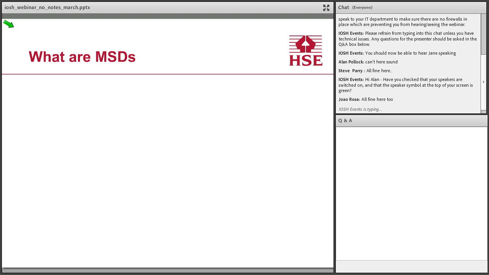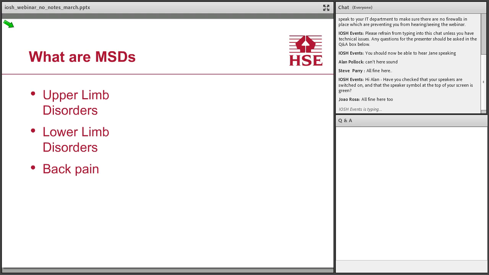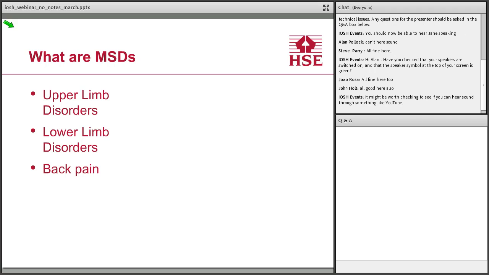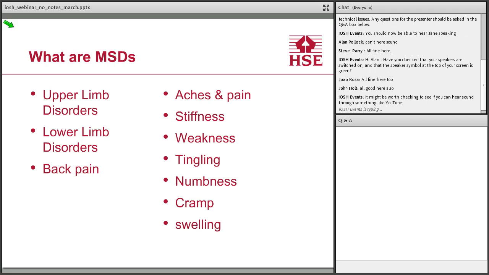So what are MSDs? Well, they are any problems which involve joints, muscles and tendons. The upper limbs involve the neck, shoulders, elbow, wrist and hand, and the lower limbs are hip, knee, ankle and foot, and the back is the rest of it. And the things we're looking for are aches and pains, stiffness, weakness, tingling, numbness, cramp and swelling, all those issues you get with joints and tendons.